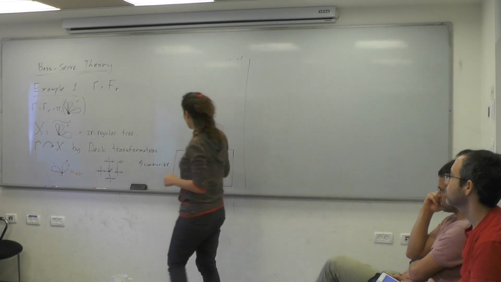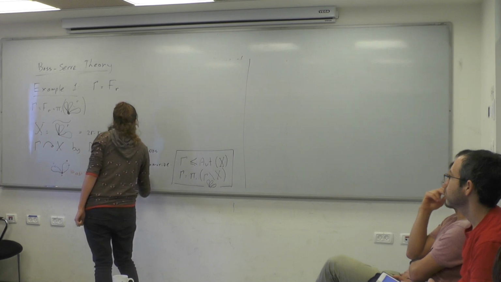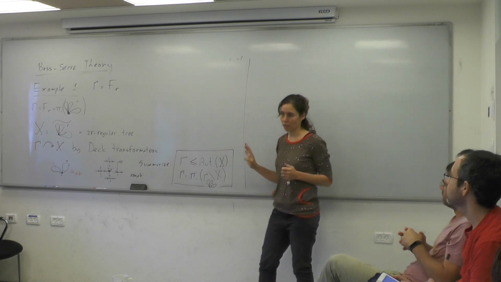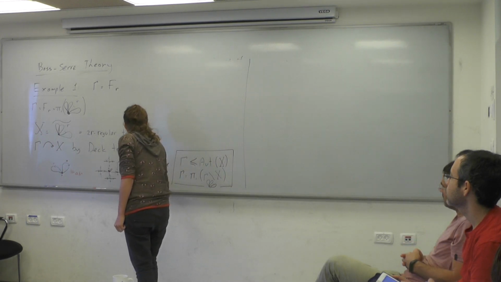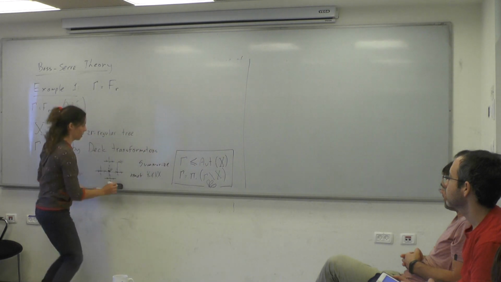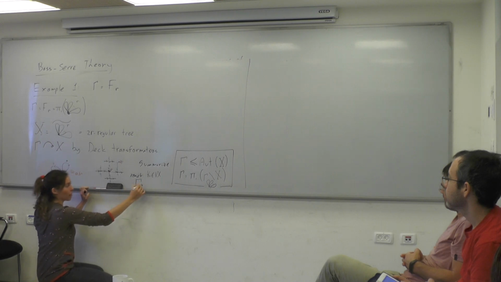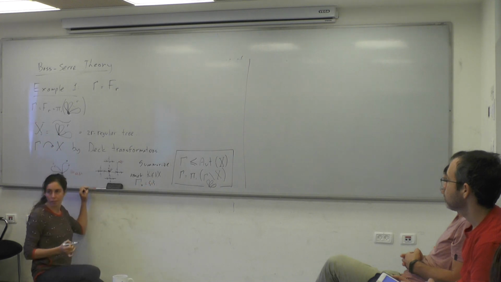And here just a remark. Here we had that the action is free, so we had no stabilizers there. So for every vertex x in the tree, the stabilizer in my subgroup gamma of the vertex x was trivial.